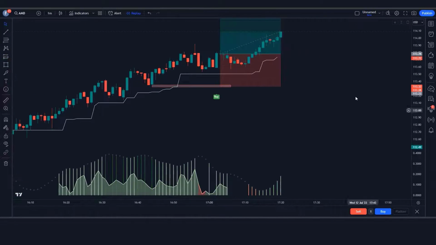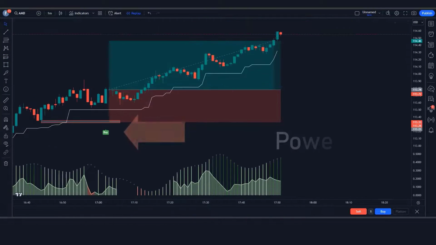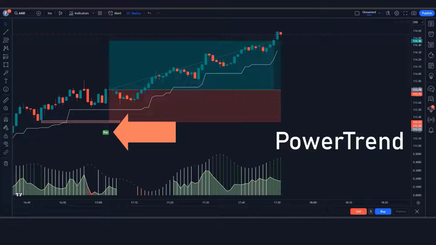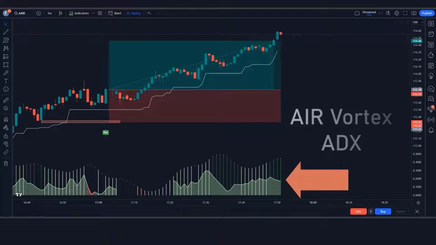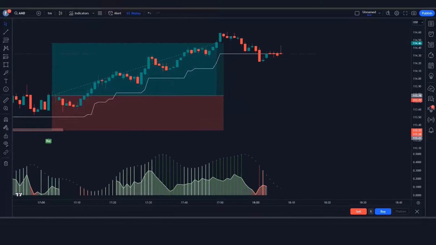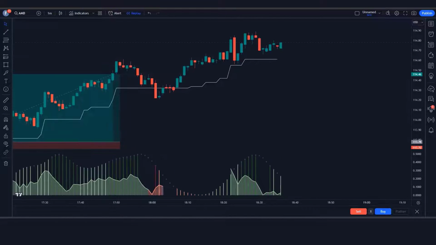First of all, let us know about trading tools. The buy and sell arrow indicator we see in the chart is called the power trend indicator. The indicator at the bottom, with the green and red area, we call the AIR Vortex ADX indicator. Now we will tell you how we want to trade. Let's start the video.